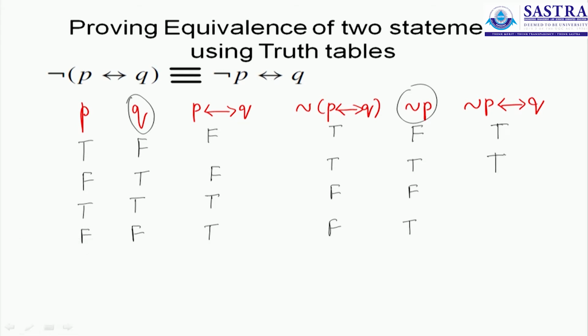Hence, it's a true value only in the first 2 rows. It's a false value in the remaining. Now you look at columns 4 and 6. You see that they are completely identical, and hence they are also equivalent.